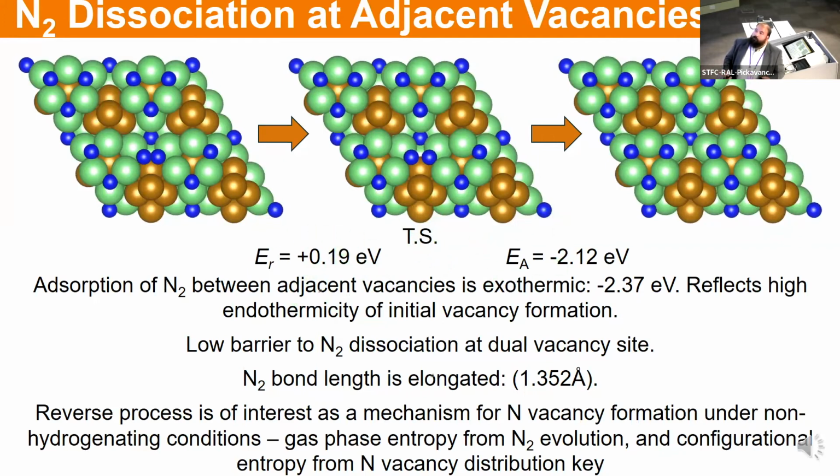I think what's more interesting though is the reverse process, which essentially corresponds to nitrogen formation and evolution at the surface, and that's obviously a key process that we'll need to understand for the initial formation of those vacancies. So nitrogen atoms must come together. We must have all these adjacent vacancies in the first place in order to evolve nitrogen from the surface. And so again, yes, this is energetically challenging, but it would be very interesting to consider the formation of nitrogen vacancies through this mechanism, and also the diffusion.